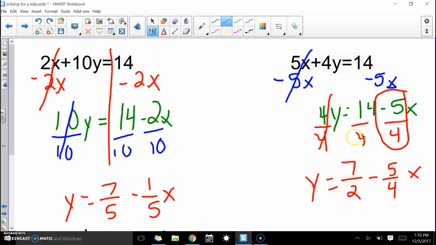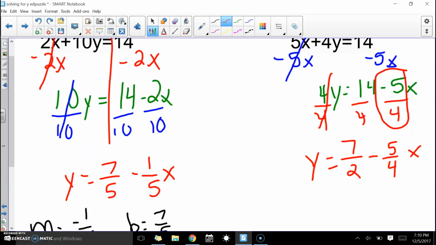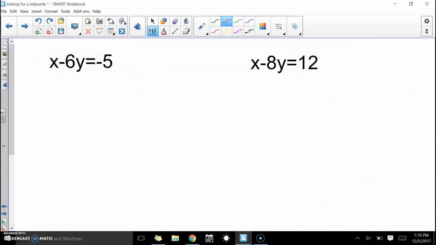So always see if you can reduce these, because that's how you're going to get the correct slope. Okay, so m is going to be negative 5 over 4. b is equal to 7 over 2. Okay, last two. All right, I'm going to subtract my x term.